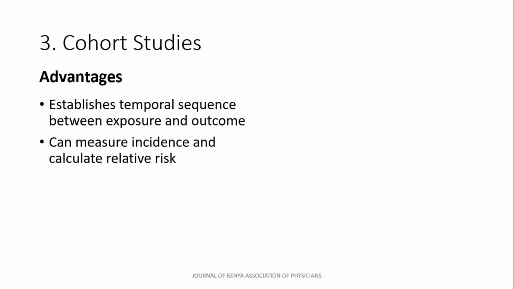Then they can measure incidence and calculate relative risk. Since we follow participants over time, you can directly observe new cases of disease, so that's incidence. And because you're comparing the exposed and unexposed groups, we can calculate relative risk, which tells us how much more or less likely the disease is in one group versus the other.